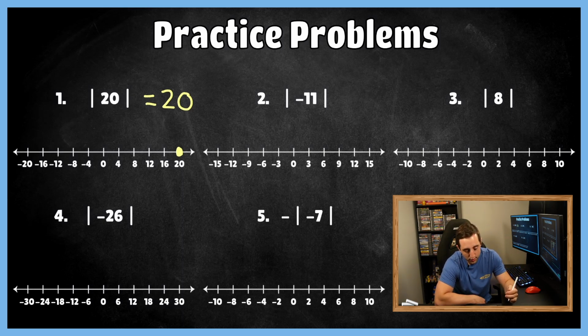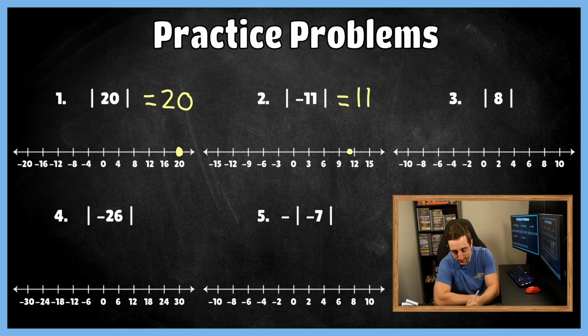Next one, absolute value of negative 11. That's going to be 11 units away from 0. And again, my distance can't be negative. So the final answer is going to turn into a positive 11. And let's go ahead and graph it on the number line. Right before 12, again, closer to 12 and not 9. So just make sure you put your points in the right spot.